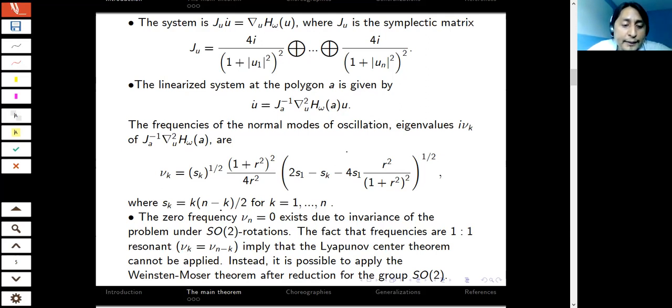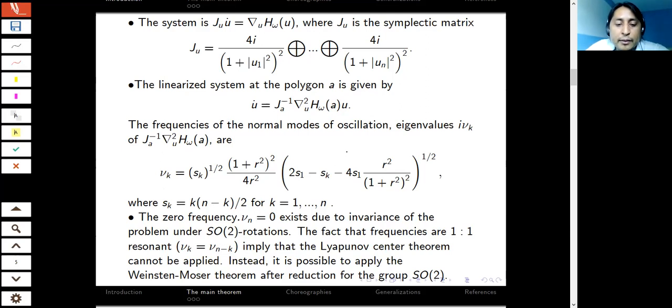Why? Just because s_k is symmetric. If I replace k by n minus k, this is going to be equal to s_k. So this only depends on s_k, and for that reason, nu of k is equal to nu of n minus k. That means that if I choose a frequency nu of k, the dimension of the invariant subspace foliated with periodic solutions of frequency nu of k is going to be 4-dimensional, right? And that's a problem. These two things are a problem.